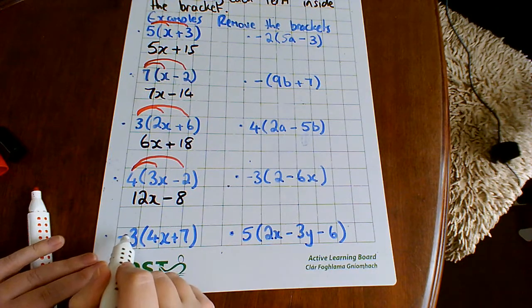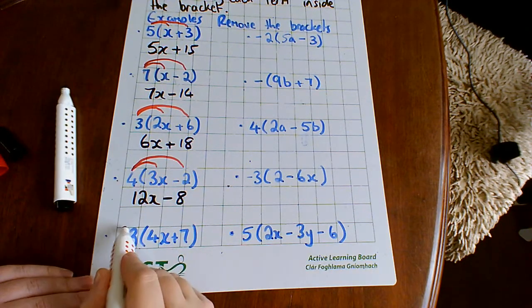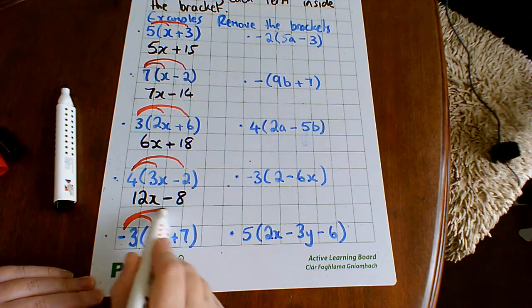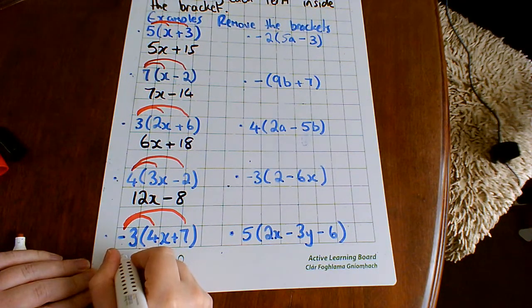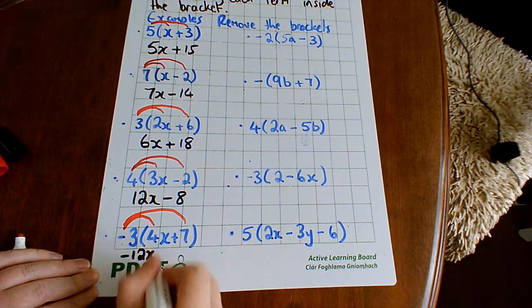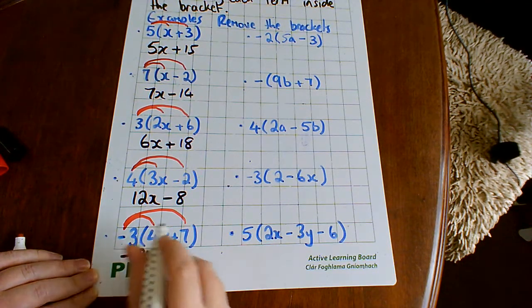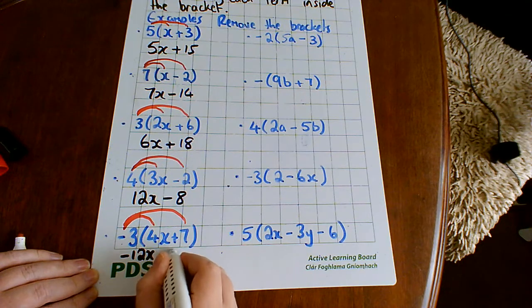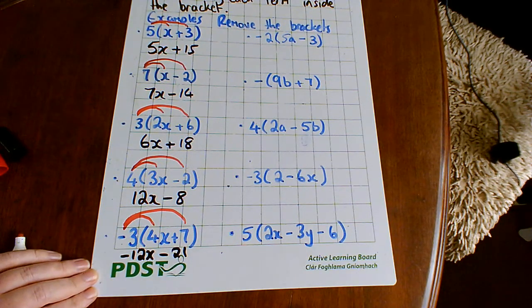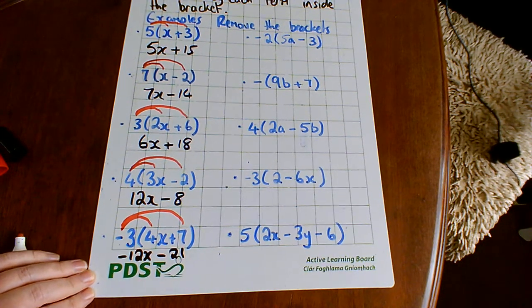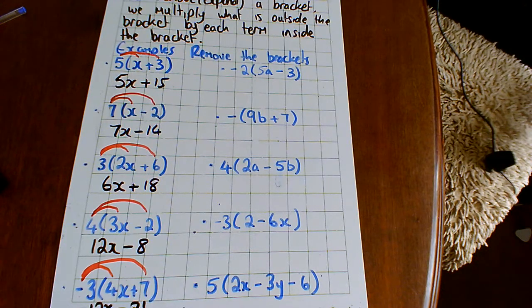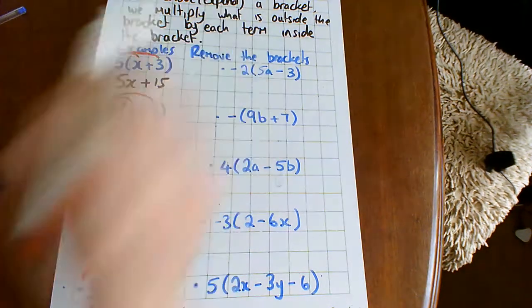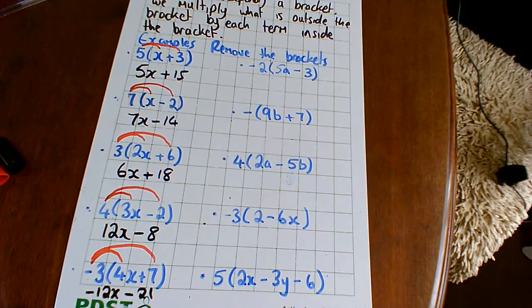Now look, we have a minus number outside. So just be careful. It's minus 3 by 4x and minus 3 by 7. So minus 3 by 4x is minus 12x. And minus 3 by 7 is minus 21. Okay. Next one. You can see I've been using the letter x because it's the most common. However, it doesn't make a difference whether it's x, a, b, y, whatever. The same rules apply. So we'll go to the next one.